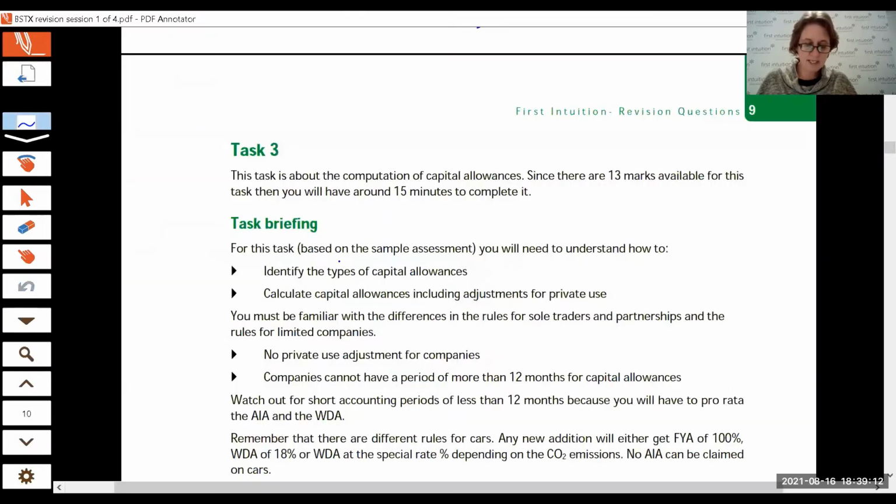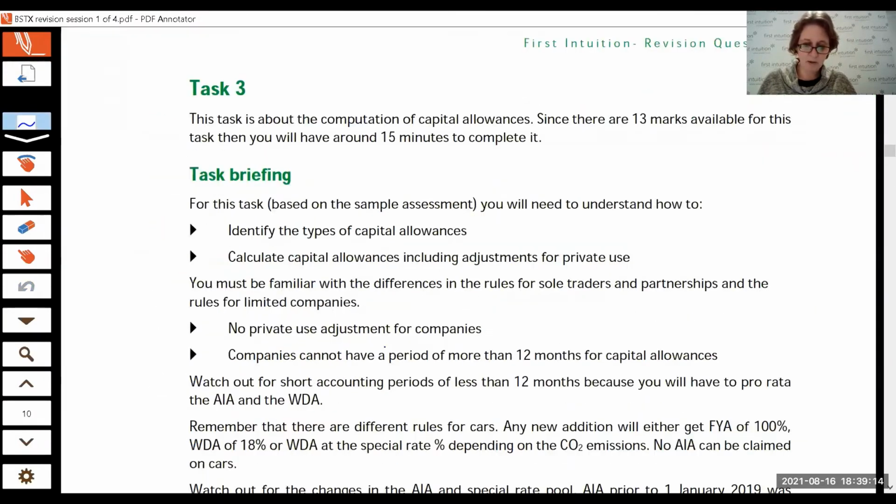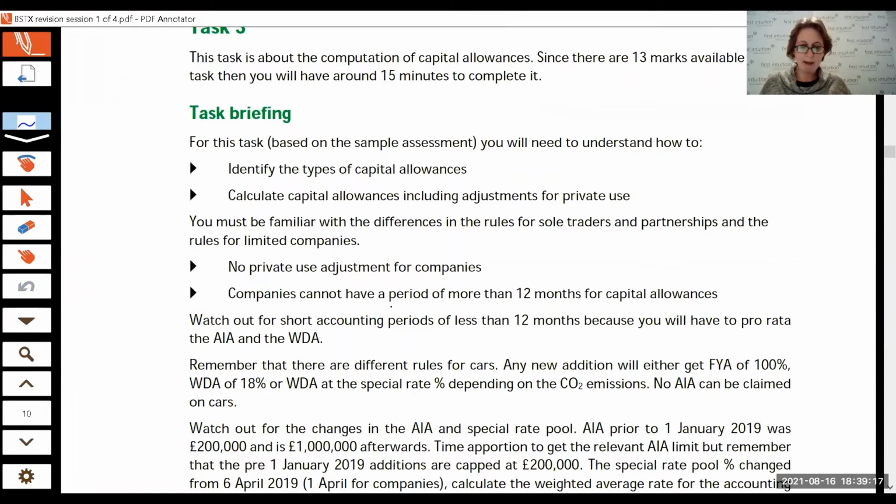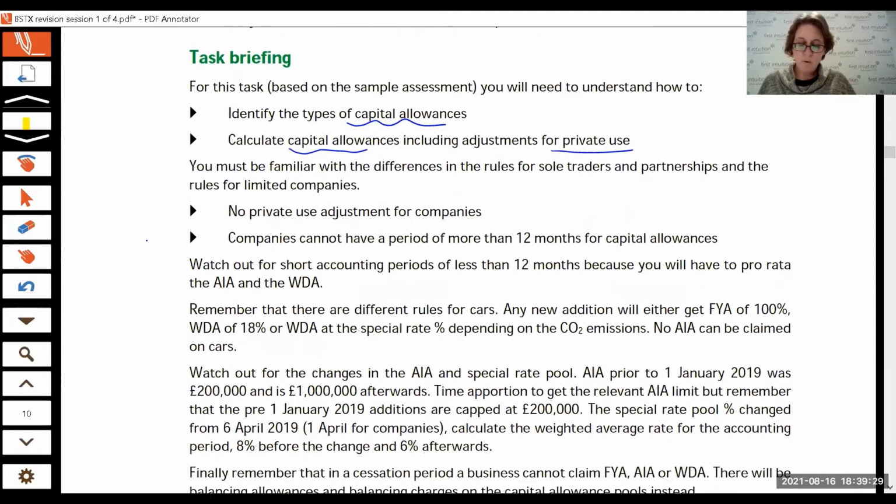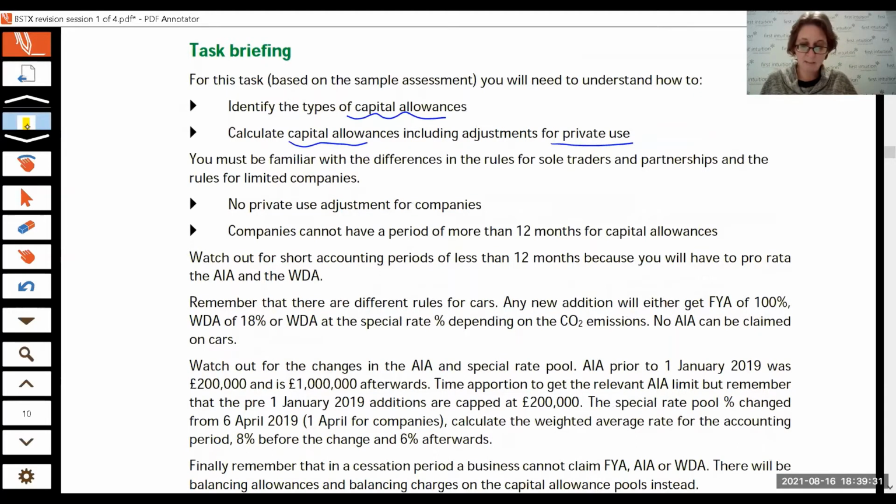What do our notes have to say about task 3? Let's have a quick look. Well, we've talked already about what sort of things are going to come up in here. So we're going to see capital allowances. We're going to be calculating capital allowances, including private use adjustments. We have to be familiar with the rules on that. We've just recapped these. No private use for companies. And then specifically here, companies cannot have a period of more than 12 months for capital allowance purposes. So how am I going to deal with that then?